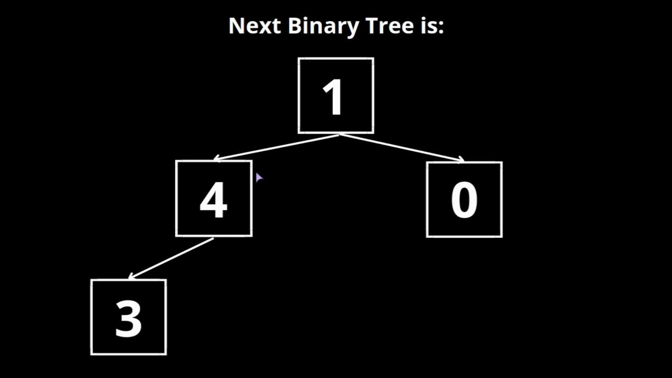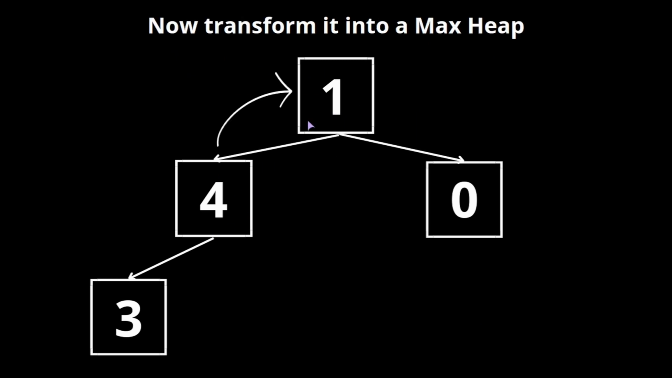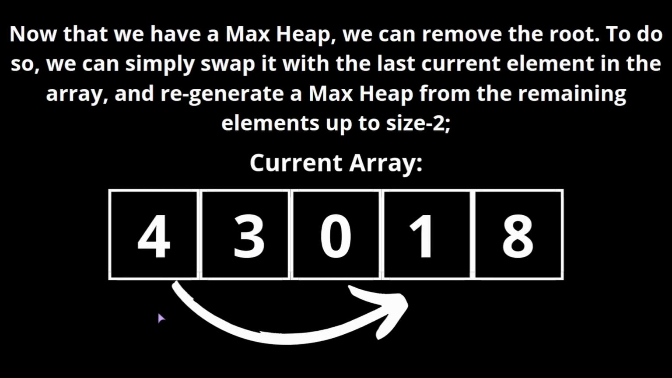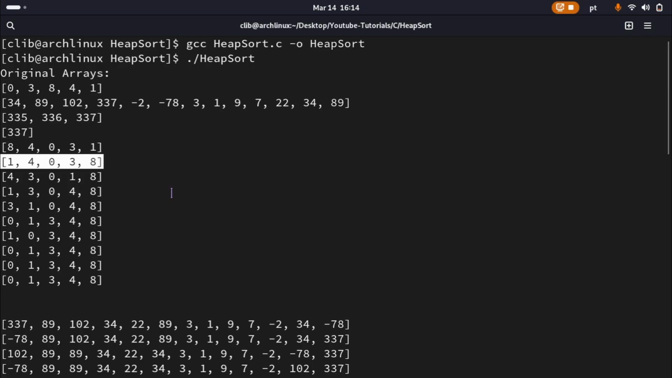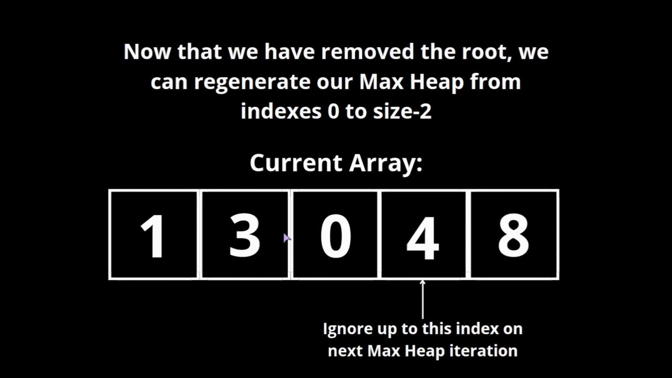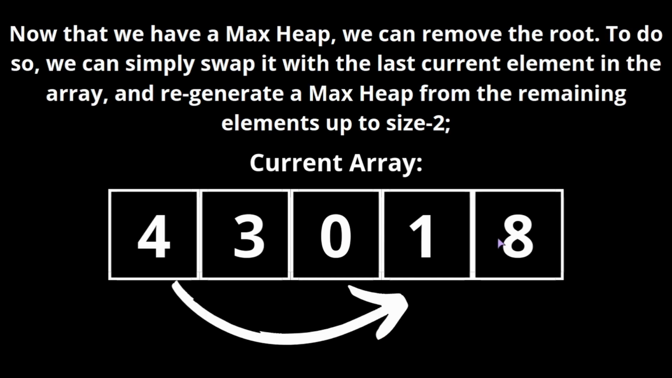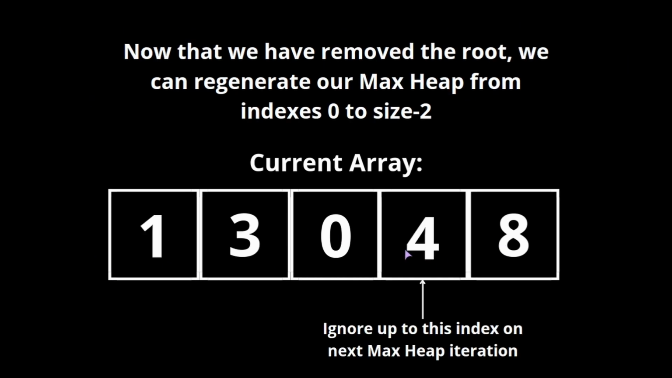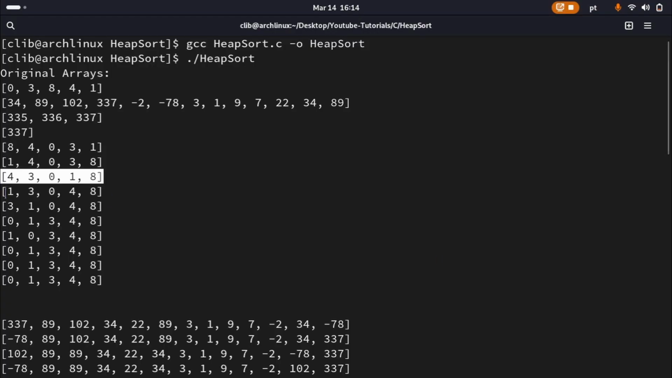The next time, we're going to call max heapify, and we're going to swap 1 with 4, and then 1 with 3. And this will be our array after max heapify, but before the swap. So this is 4, 3, 0, 1, 8, and here is 4, 3, 0, 1, 8. And after the swap it is 1, 3, 0, 4, 8. And here it is, 1, 3, 0, 4, 8. So the second iteration also makes sense.